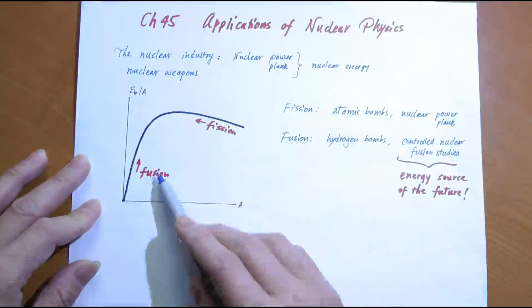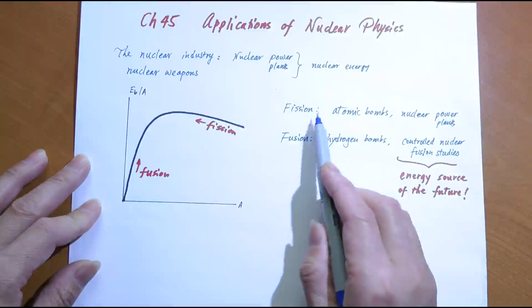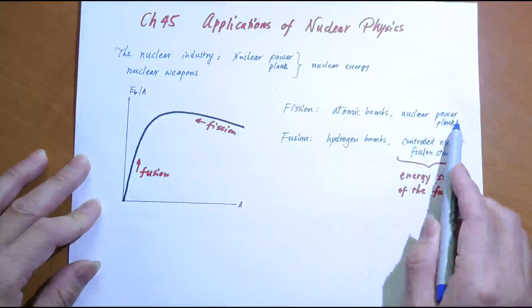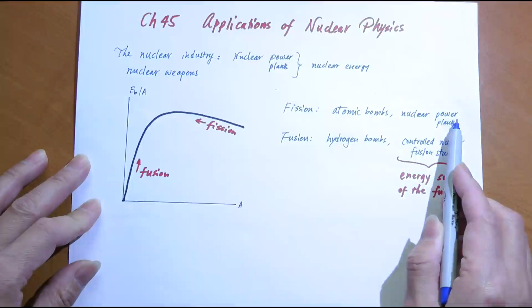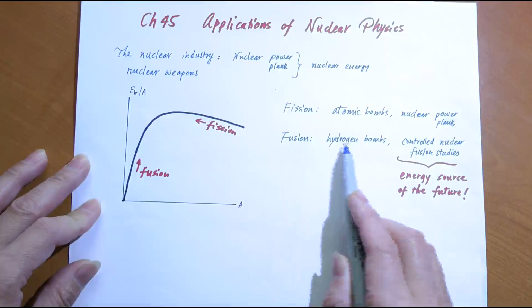This is called fission. This is called fusion, as we know. Fission we can apply to build atomic bombs or nuclear power plants, which are the type of power plants in use today, fission type. And fusion, the only practical device that we made out of fusion is unfortunately a bomb.